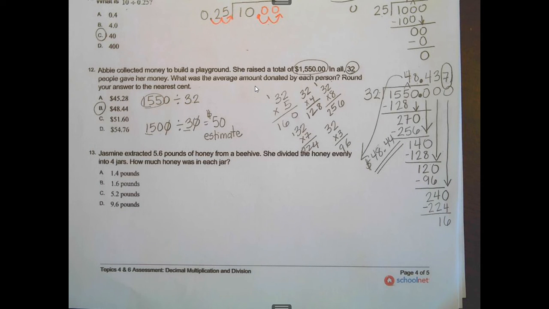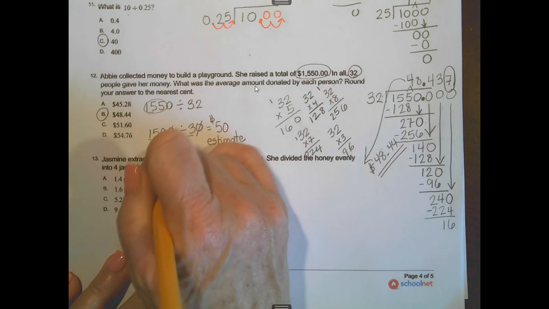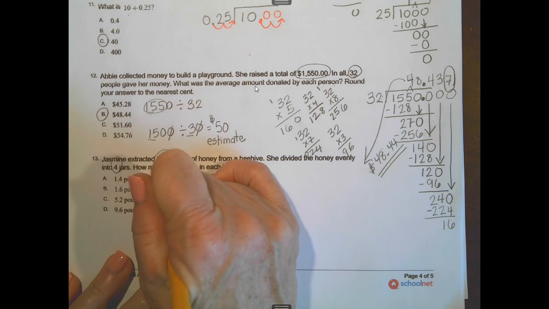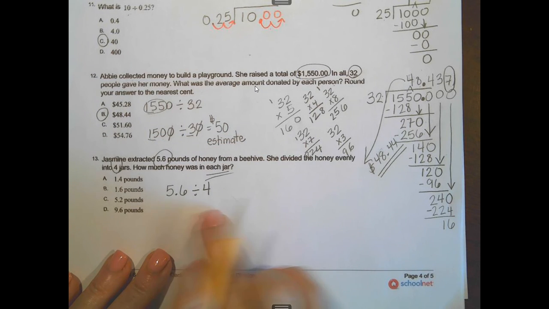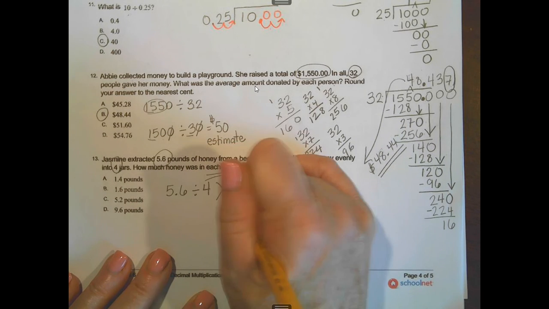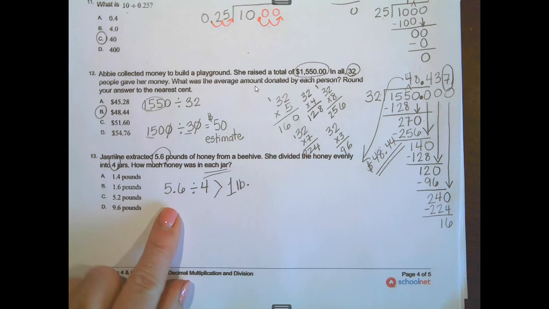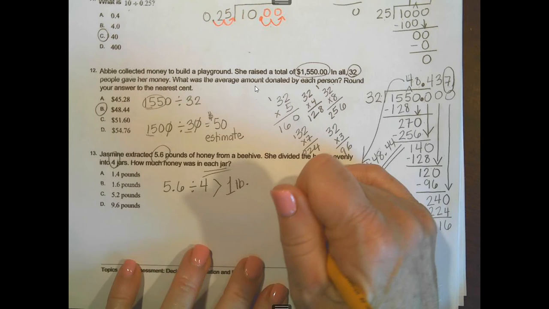She divided the honey evenly into 4 jars. How much honey was in each jar? They basically told us what to do. We're going to divide 5 6/10 into those 4 jars, so we are looking at 5 6/10 divided by 4. I know my answer is going to be just a little bit greater than 1 pound, because 4 pounds of honey would be each jar having 1 pound in it, and we have a little bit more than 4 pounds of honey. So let's do the division and get the answer.